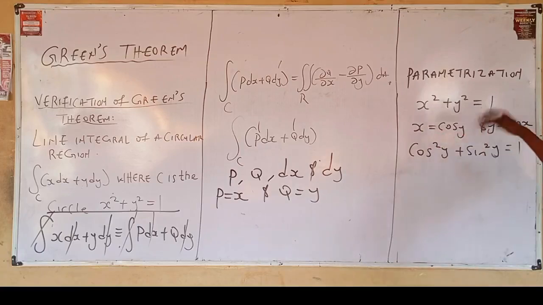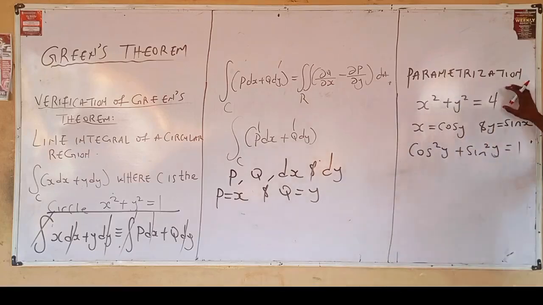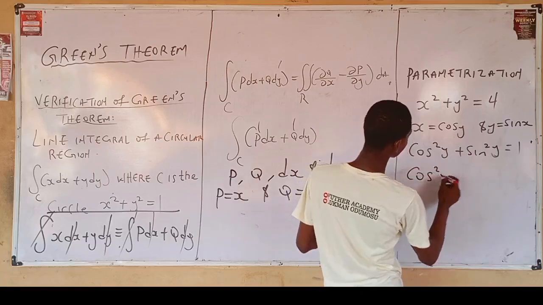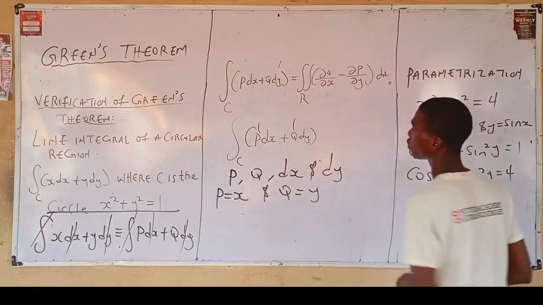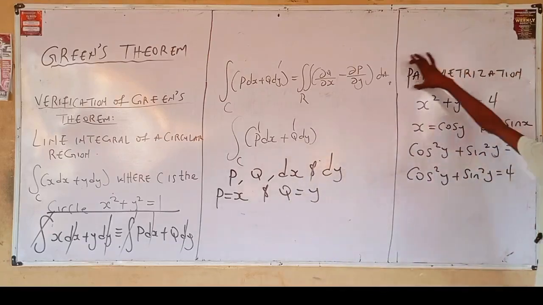But in this case, let's say you are given 4. There is no trig identity that governs this, saying cos squared y plus sin squared y is equal to 4. There is no trig identity that governs this. So this is where the idea of parameterization comes in.